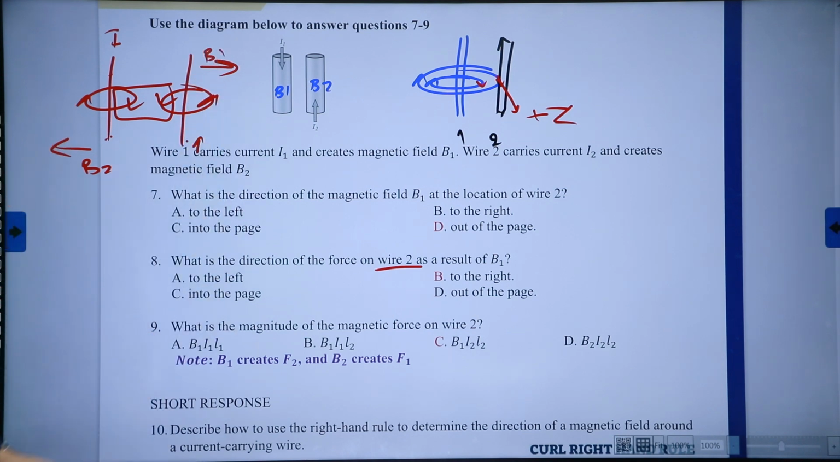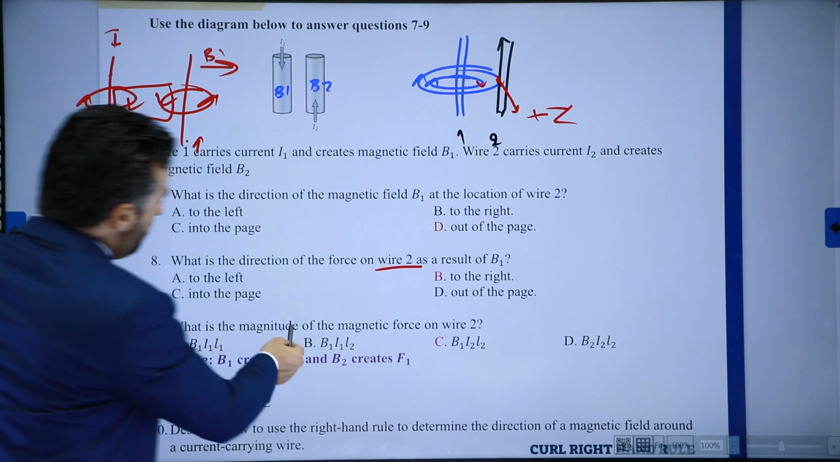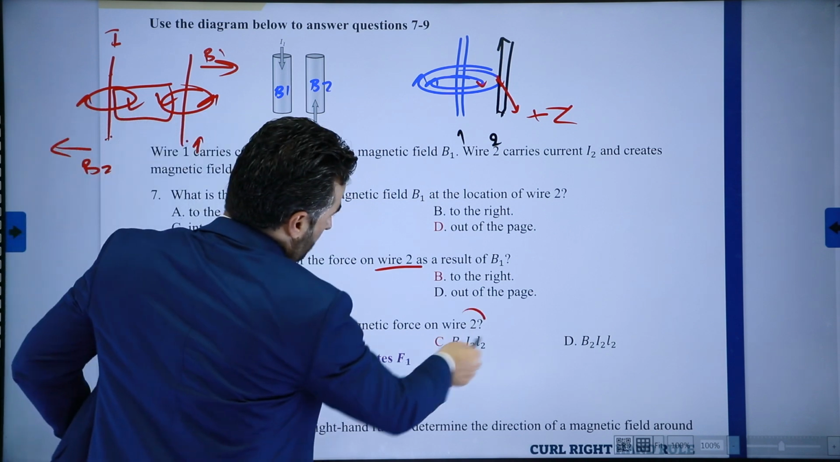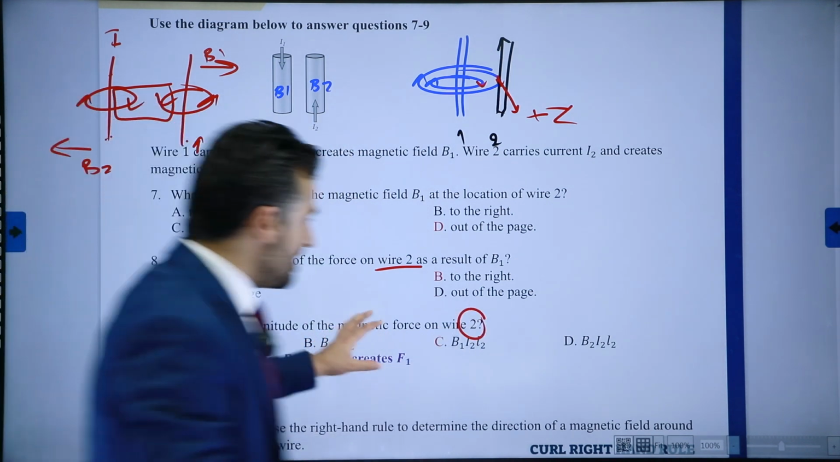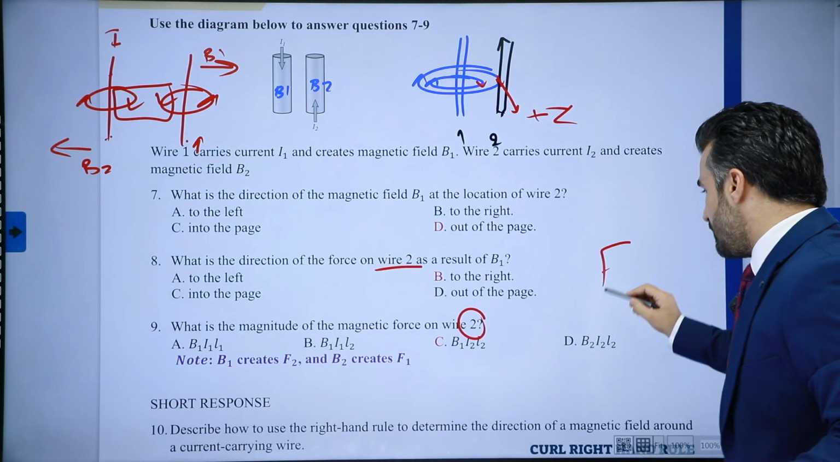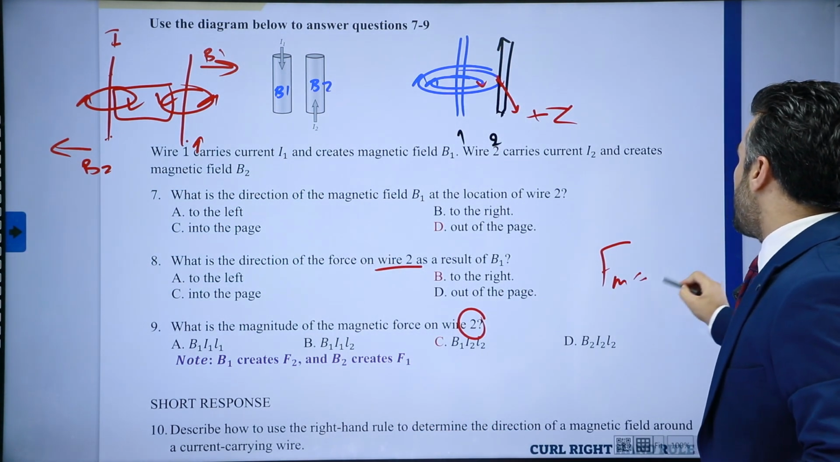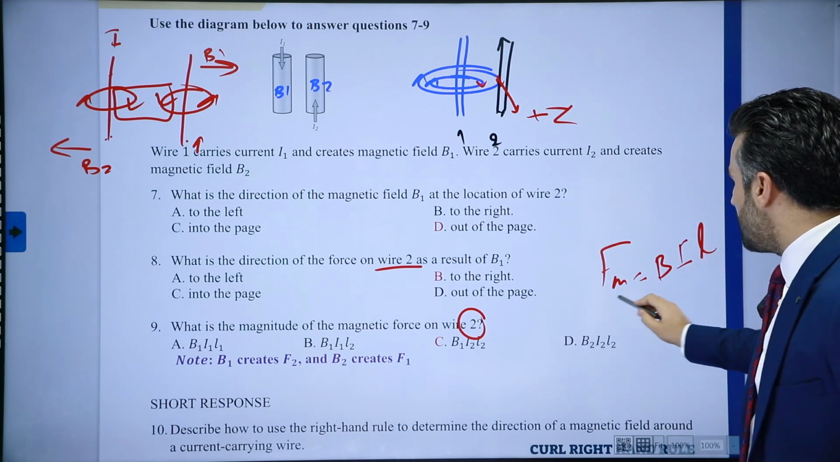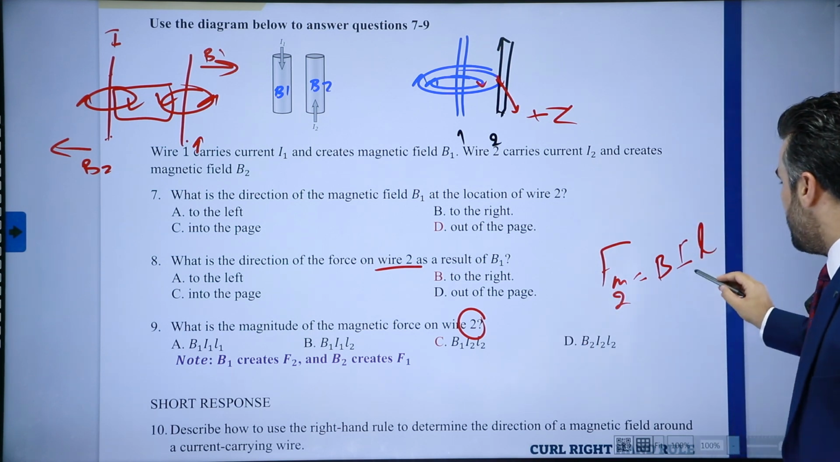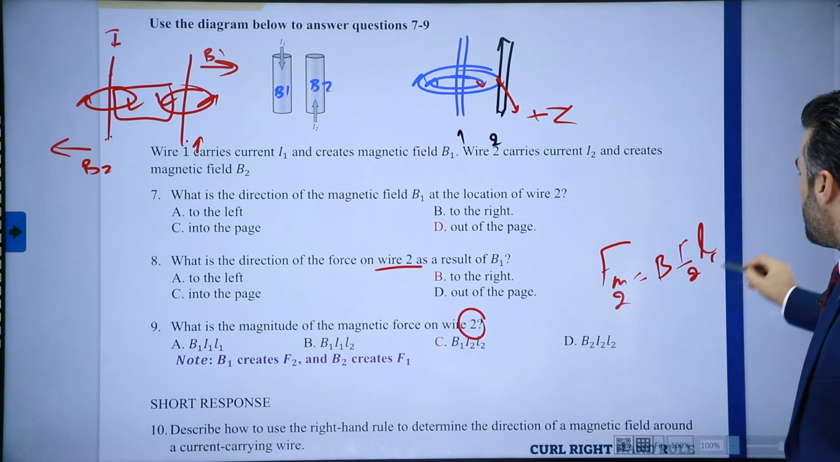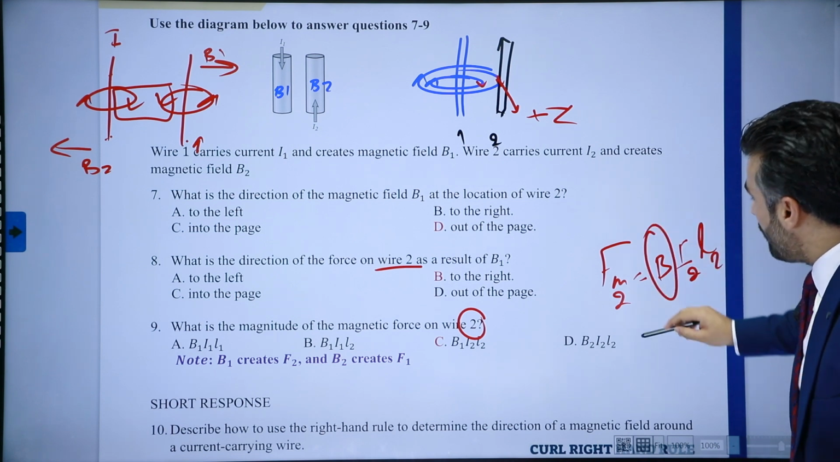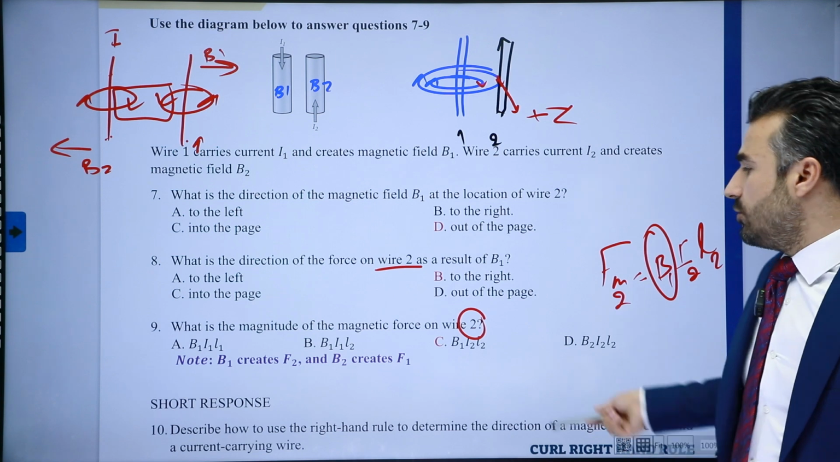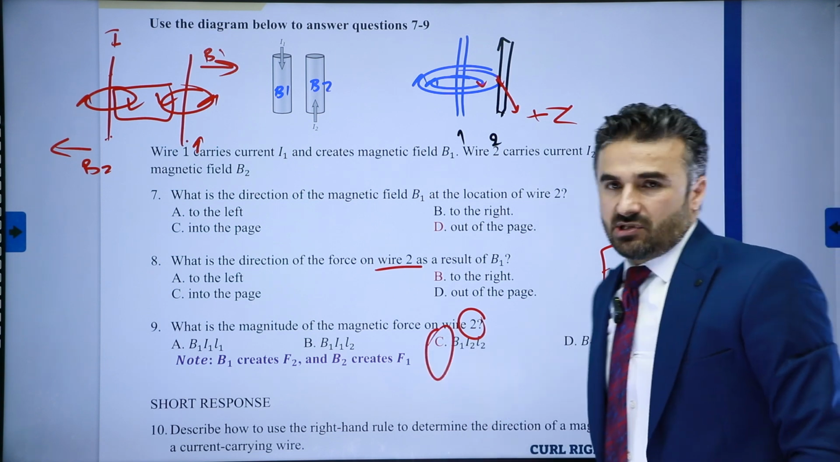Okay, next says, what is the magnitude of the magnetic force on wire 2 here? By the way, we've mentioned this before. We said the magnetic force on a wire is basically BIL, yeah? Remember, we're talking about wire 2, so that is going to be F2. These are the current in wire 2 and the length of wire 2, but this force is created by B1 here. So which one of these is going to be correct? Of course, that is option C.